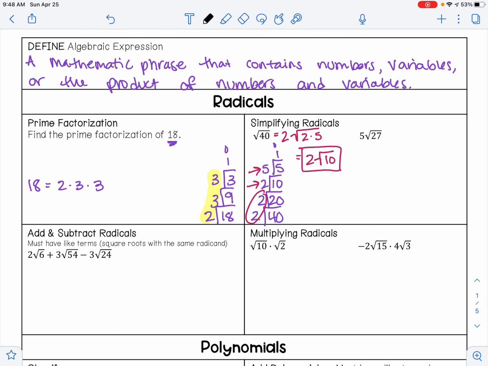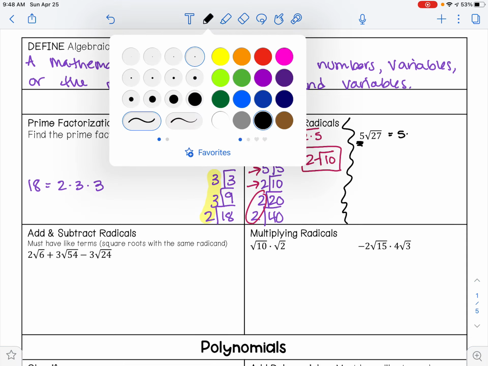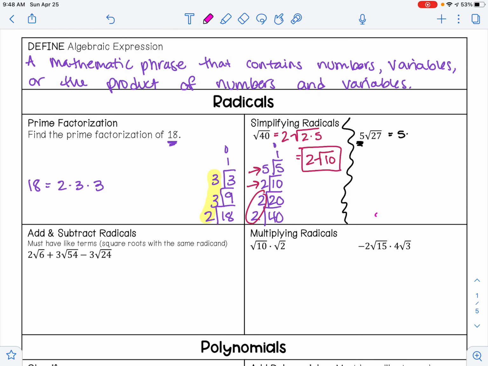Let's try this process again with the second example. In this second example, I have 5 square roots of 27. 5 is a coefficient out in front. So that's going to be a part of my answer. So I'm going to go ahead and write it down so I do not forget about it. And then I'm going to do birthday cake for 27. So I'm going to do prime factorization.